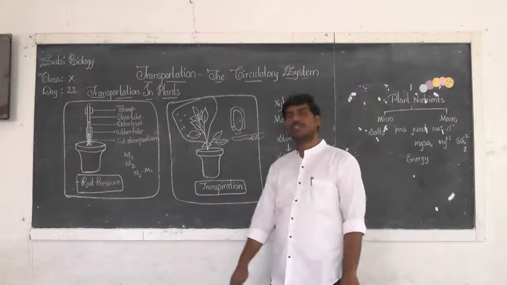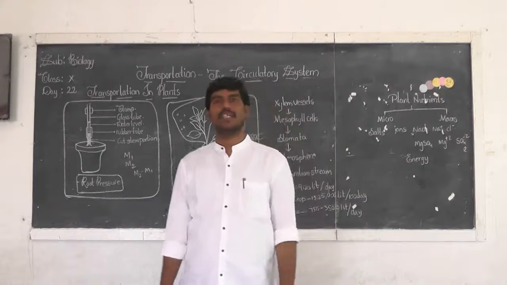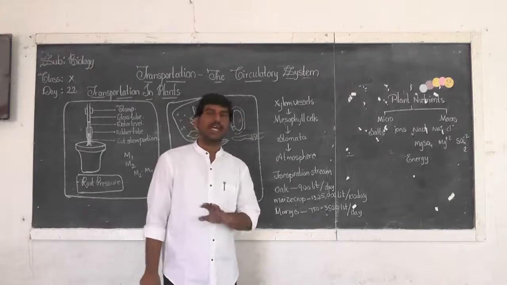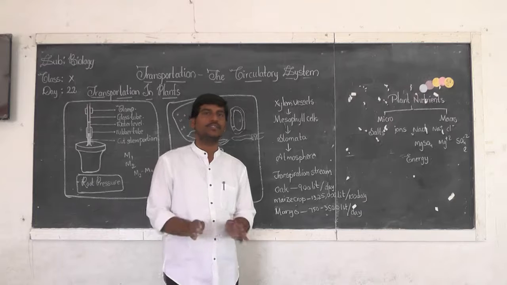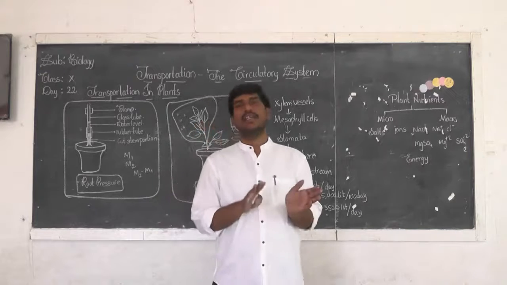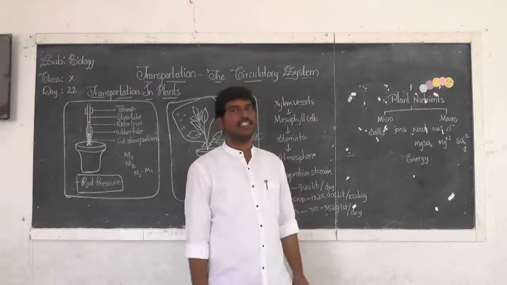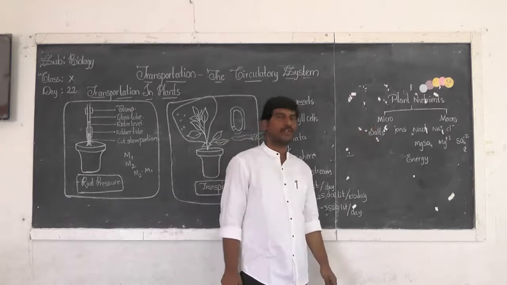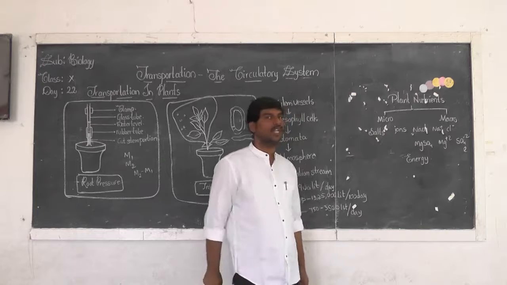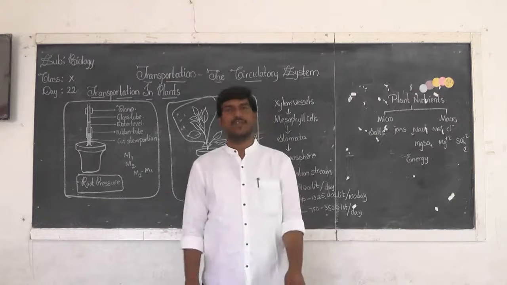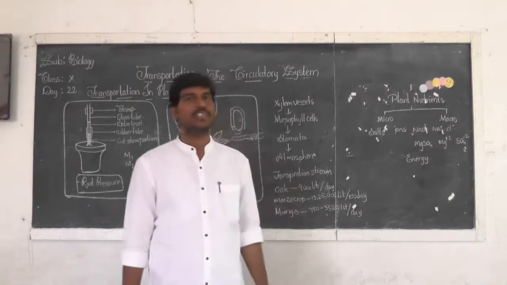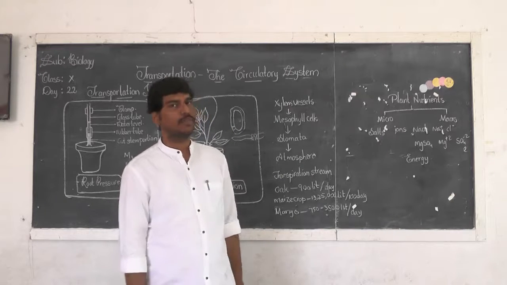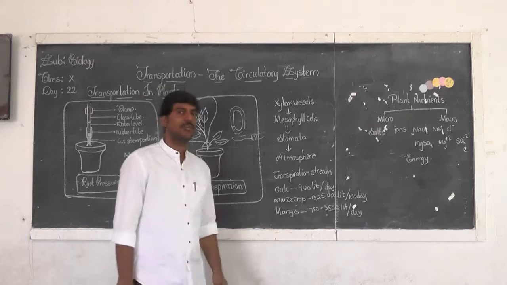Then, apart from water, plants even require mineral salts for their growth and development. Plants require different types of nutrients. Some nutrients are required in lesser quantities, and some are required in larger quantities. The nutrients required in lesser quantity are called micronutrients, and the nutrients required in larger quantities are called macronutrients. You have studied in detail about these nutrients in your class 9, about macronutrients and micronutrients. I hope you remember NPK.